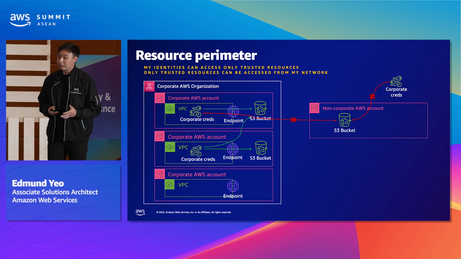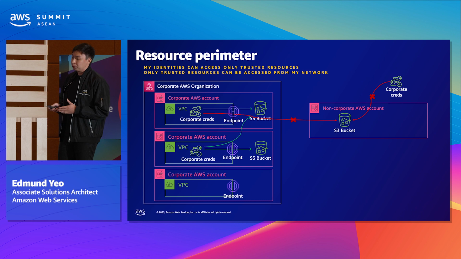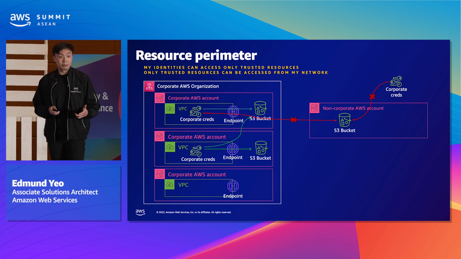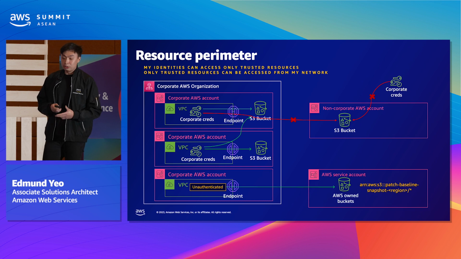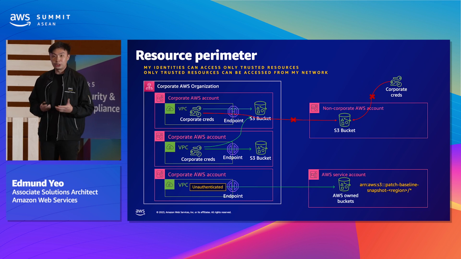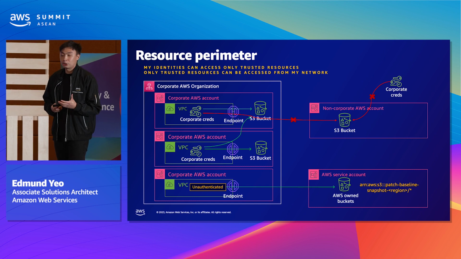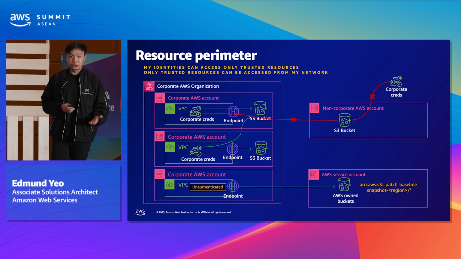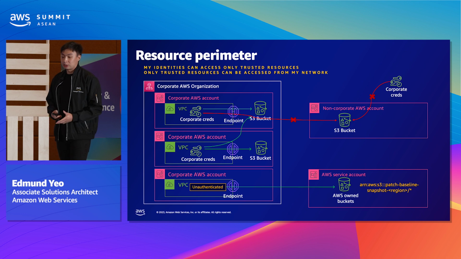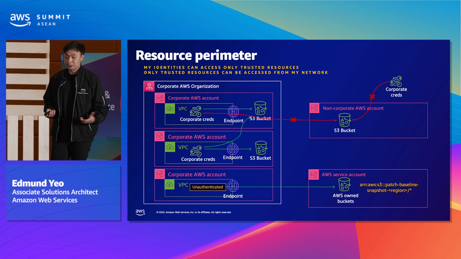Just keep in mind that in certain cases, your corporate credentials will need to grant access to AWS-owned resources as well. For example, when you are using the AWS Systems Manager patching capability, the SSM agent will be running on your EC2 instances, and they will actually make unauthenticated calls to AWS-owned S3 buckets to fetch the patching baseline. So you need to account for such an access pattern when implementing resource perimeter controls.